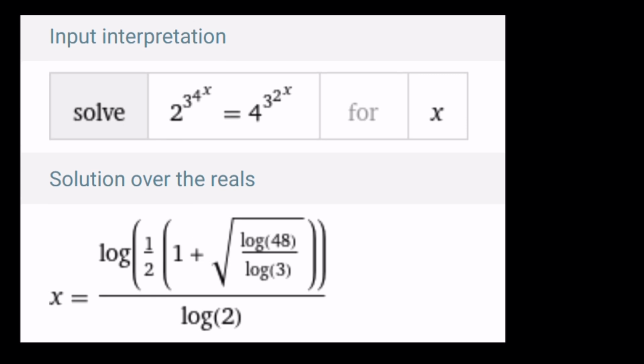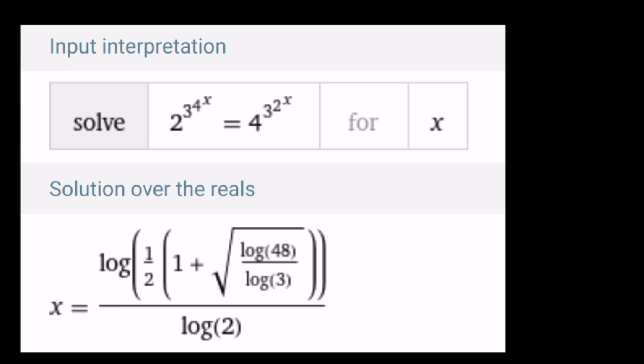And guess what we're going to look at next? The answer from Wolfram Alpha, which pretty much coincides with our answer if you do the simplification.